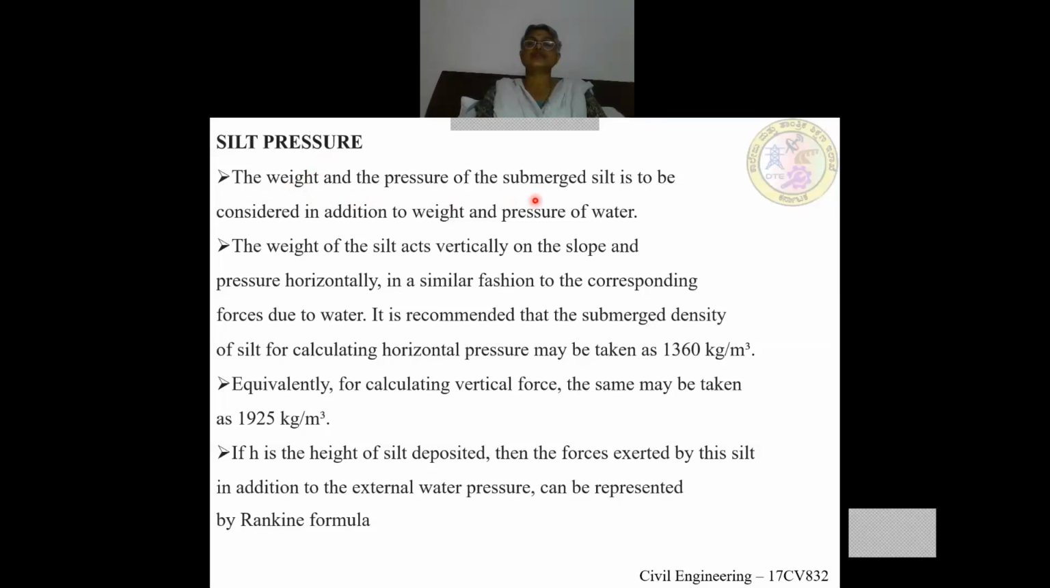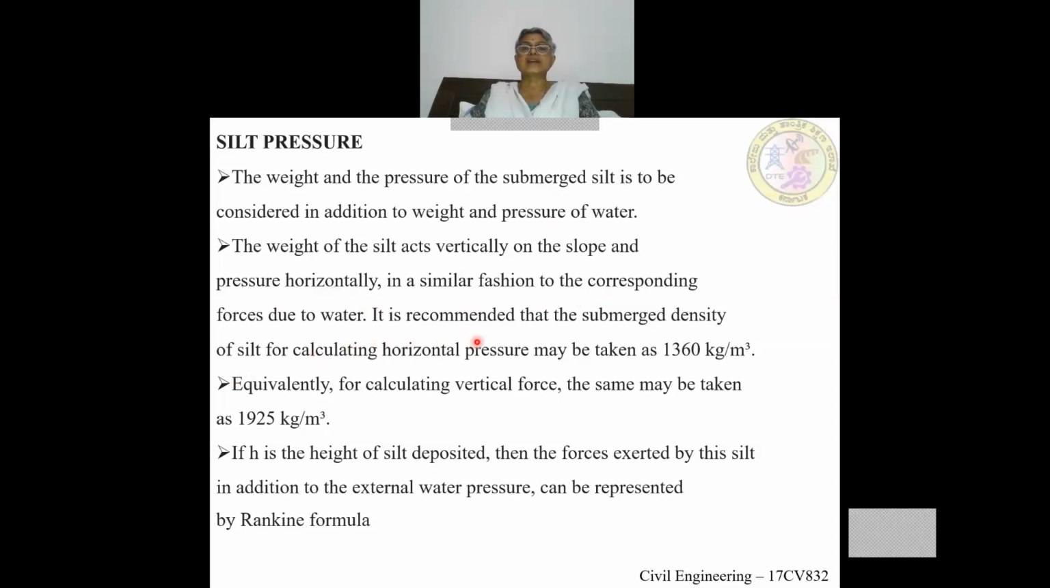The weight and the pressure of the submerged silt are to be considered in addition to the weight and pressure of water. Along with the pressure of water and weight of water, which you have considered in two directions, that is horizontal water pressure and vertical weight of the water over the sloped surface, in the same way you have to consider the silt pressure also. The weight of the silt acts vertically on the slope and the pressure horizontally, in the same fashion as the corresponding forces due to water.